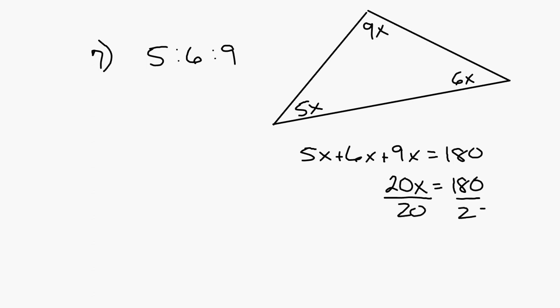9 is your multiplier. What is the measure of the smallest angle? The smallest angle is going to be 5 times your multiplier. So 5 times 9, 45 degrees, is going to be your smallest angle.